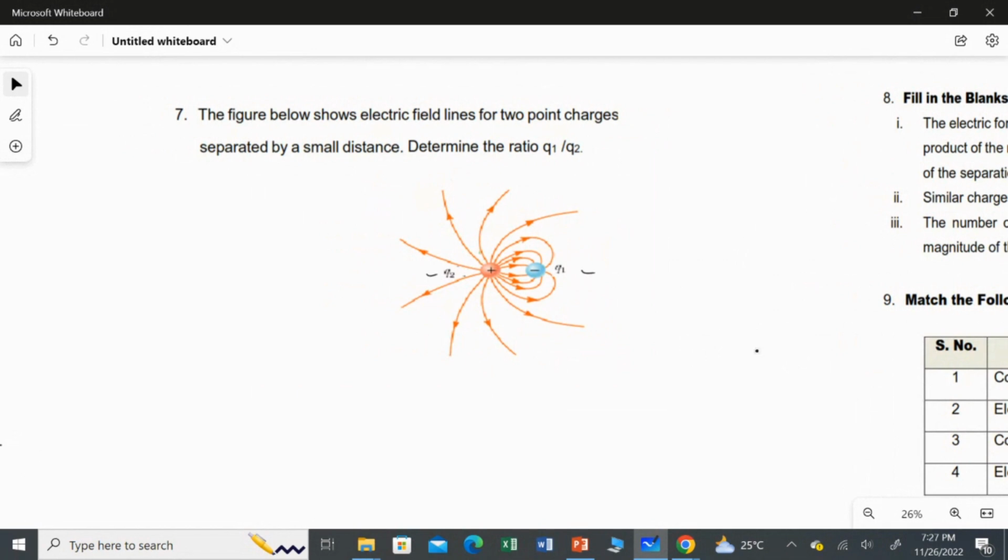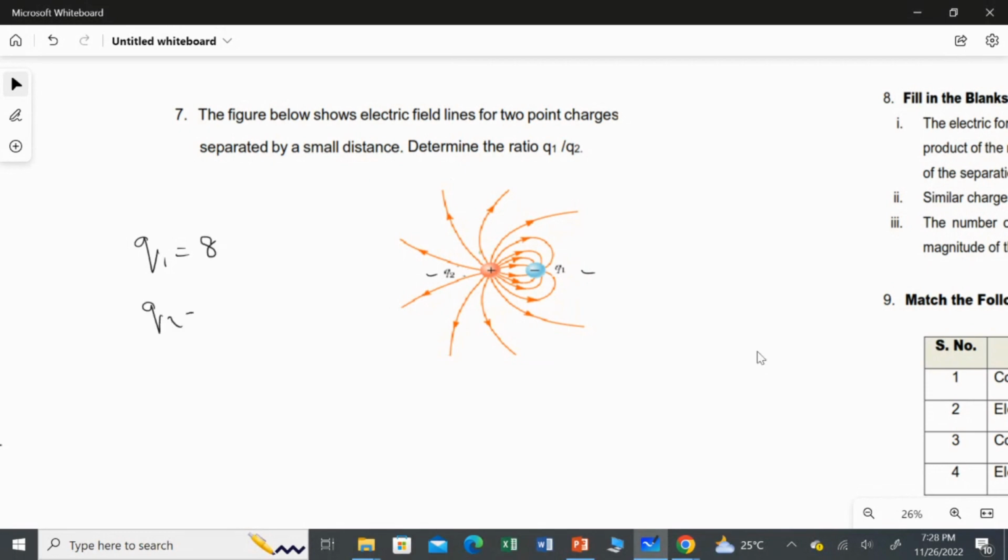How to find? In the theory we studied, am I right? What we studied in the theory? The number of electric field lines leaving or entering the charge is proportional to the magnitude of the electric charge. Am I right? So now we have to see how many lines are entering this Q1. We have to count the number of electrical field lines. 1, 2, 3, 4, 5, 6, 7, 8 lines are entering for Q1. Am I right? So for Q1, the number of electrical field lines is 8.